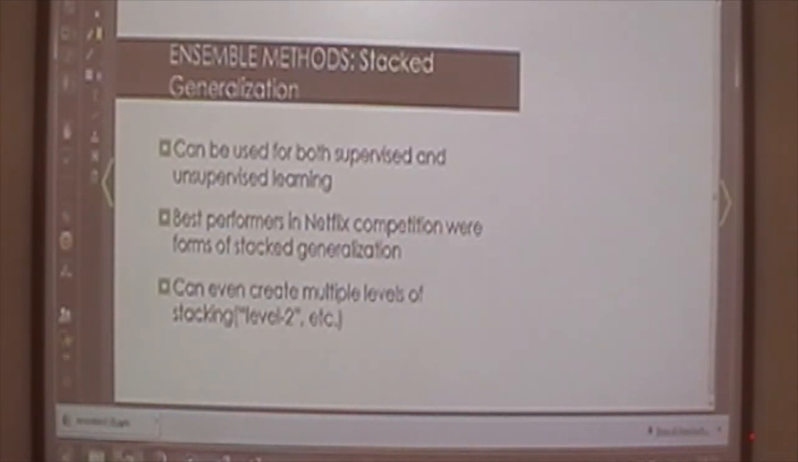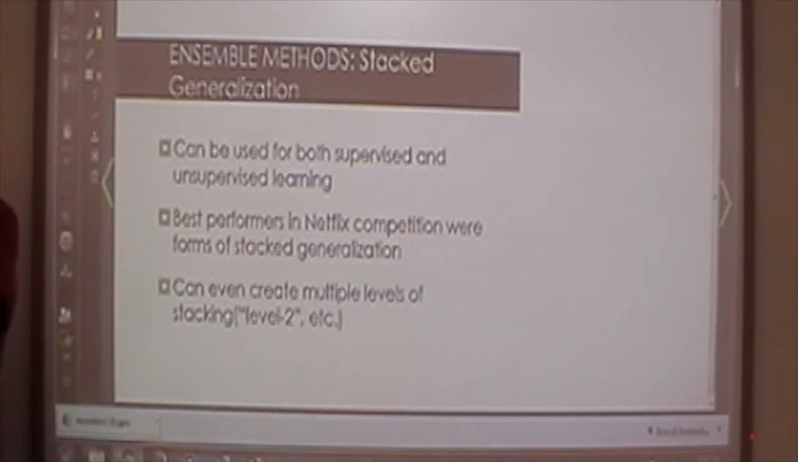They would take their level 0 sets as what, individual people's ratings or something? In that example, they might have, I'm not sure because I don't know all the details of what the winners actually used. What level 0, right?